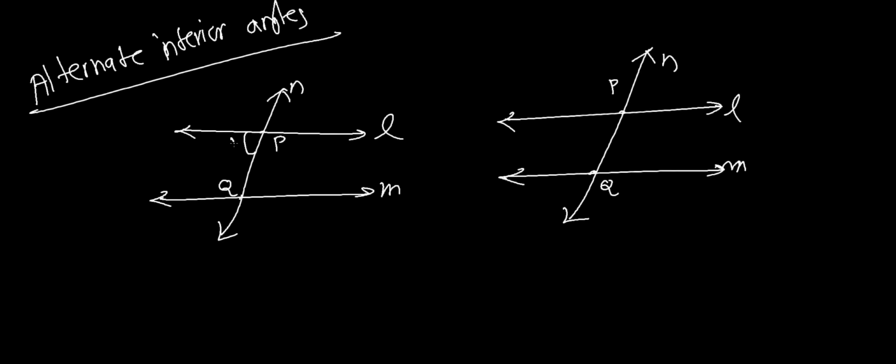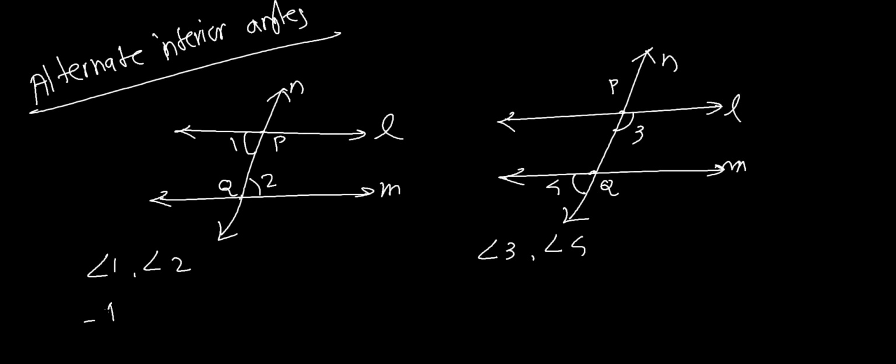So angle 1, and here angle 2, and angle 3 and angle 4. So here the pair of angle 1 and 2, and angle 3 and angle 4. I have given random numbers here. So these are alternate interior angles.